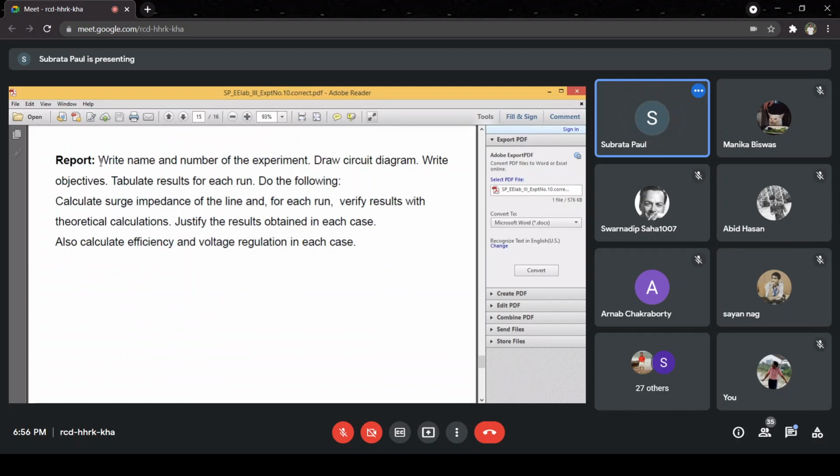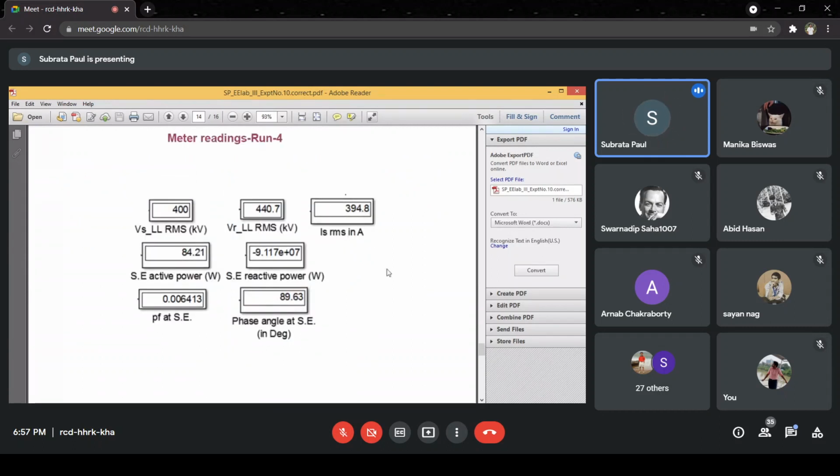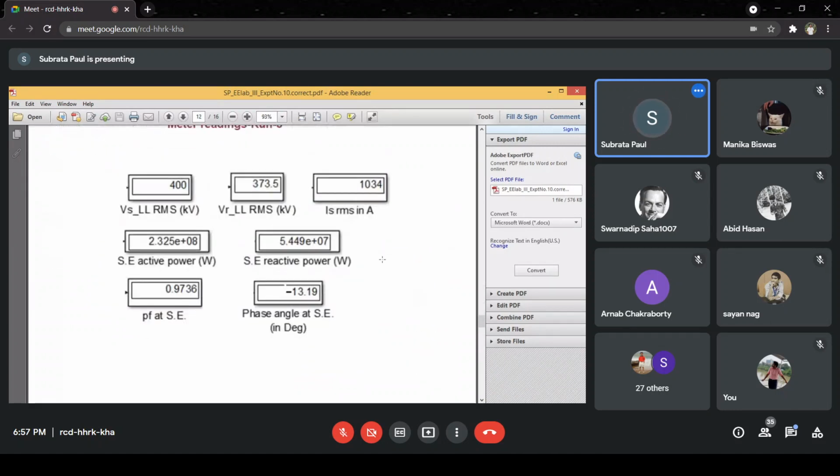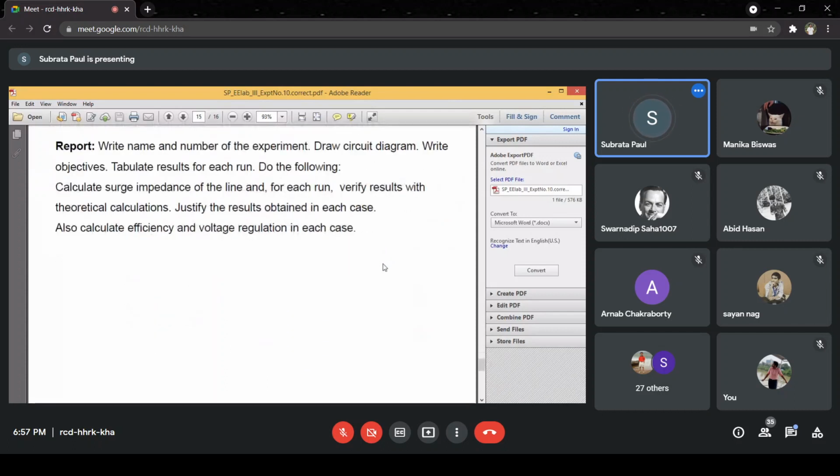In your report, usually your name, roll number, experiment number, etc. you will write, draw the circuit diagram, write objectives, and tabulate results for each run. Tabulate results in the given table and do the following. You will have to calculate the surge impedance of the line, and for each run, verify results with theoretical calculations. The results means the meter readings of the simulation you have obtained. These will have to be verified by your calculations.